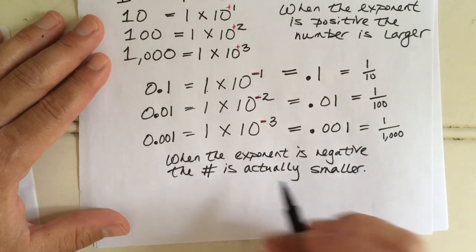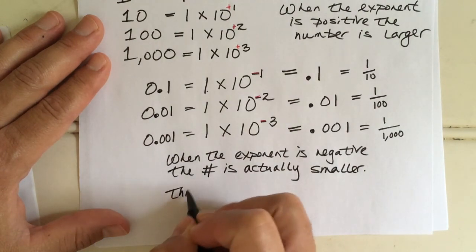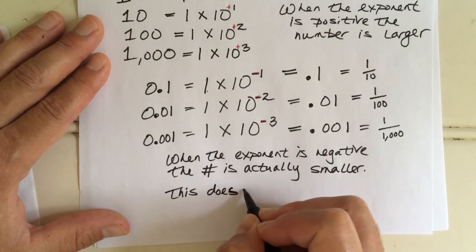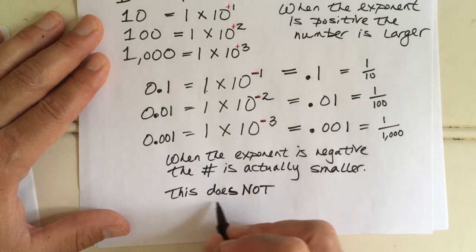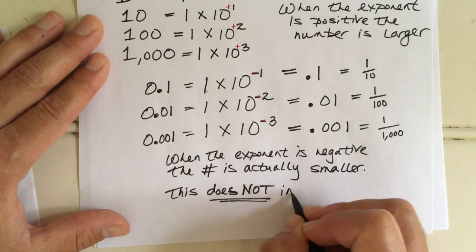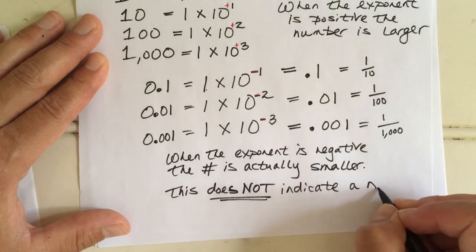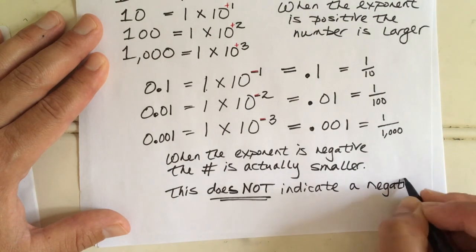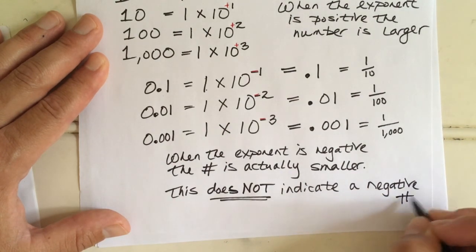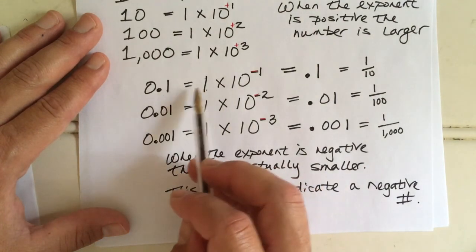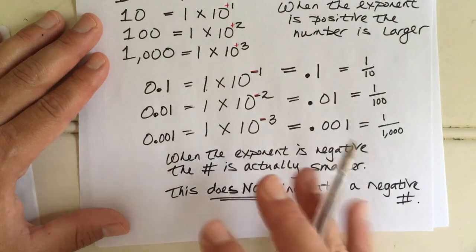When the exponent is negative, I'll just write this does not indicate a negative number. So once again, you could make all of these negative, but you'd put a negative sign out here, a negative sign out here, a negative sign out there.